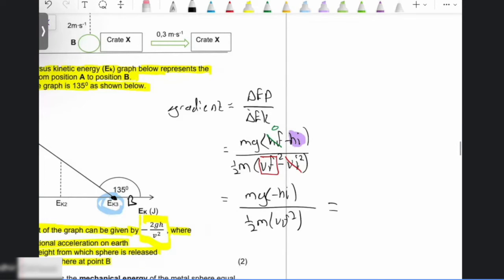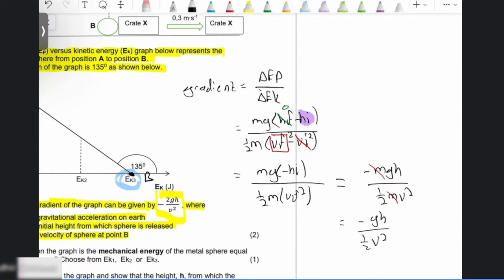Now all we're going to do from here is have this as negative mgh all over a half mv squared, and from there your masses can cancel out. Once your masses cancel out, you just have this as negative gh all over a half v squared. Okay, done.